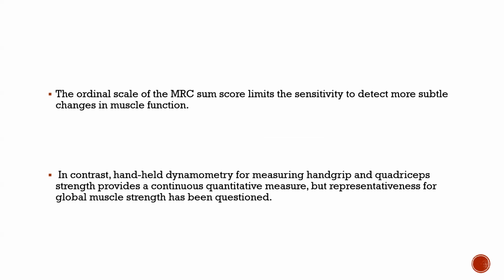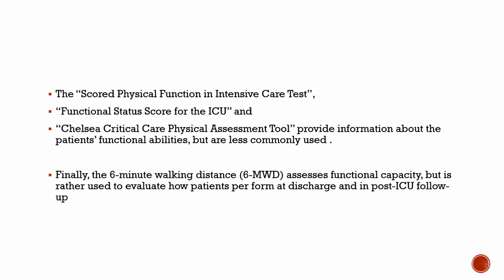In contrast, handheld dynamometry for measuring hand grip and quadriceps strength provides a continuous quantitative measure, but the representativeness of global muscle strength has been questioned. The Physical Function in Intensive Care Test scored, the Functional Status Score for the ICU, and the Chelsea Critical Care Physical Assessment tool provide information about the patient's functional ability but are less commonly used. Finally, 6-minute walking distance assesses functional capacity but is rather used to evaluate how patients perform at discharge and in post ICU follow-up.